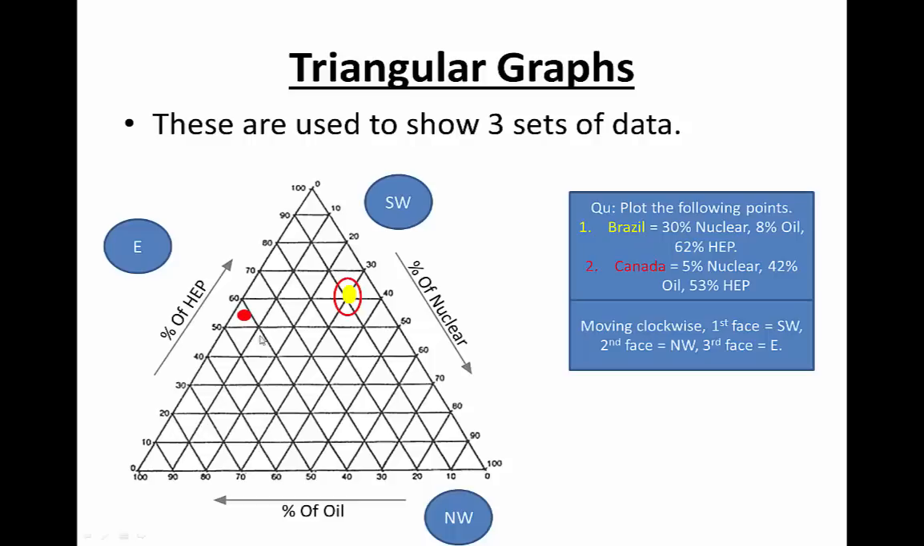This is where Canada would land. It is probably between 50 and 60% hydroelectric power, 5% nuclear energy, and 42% oil, as you can see by moving up the northwest side, the southwest side, and the eastern side.